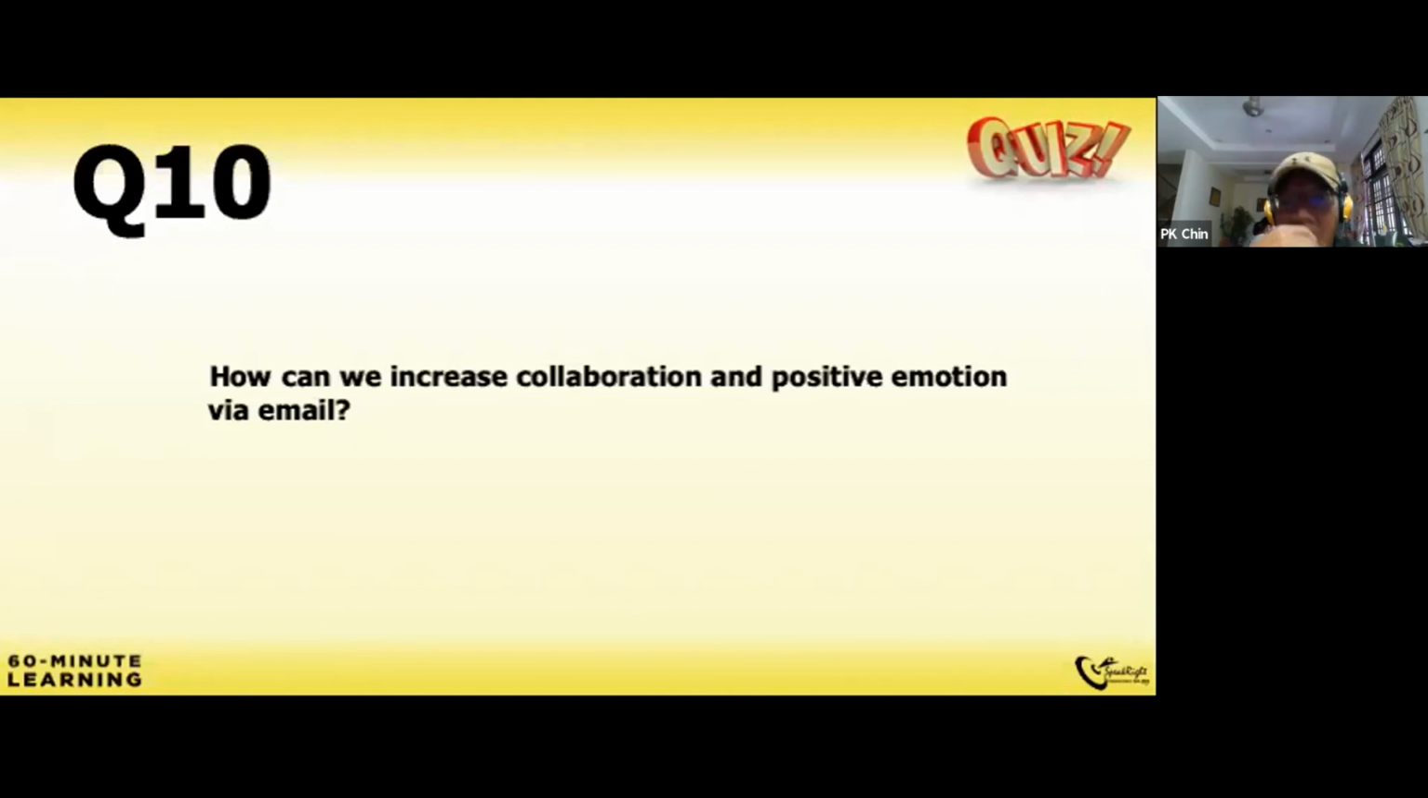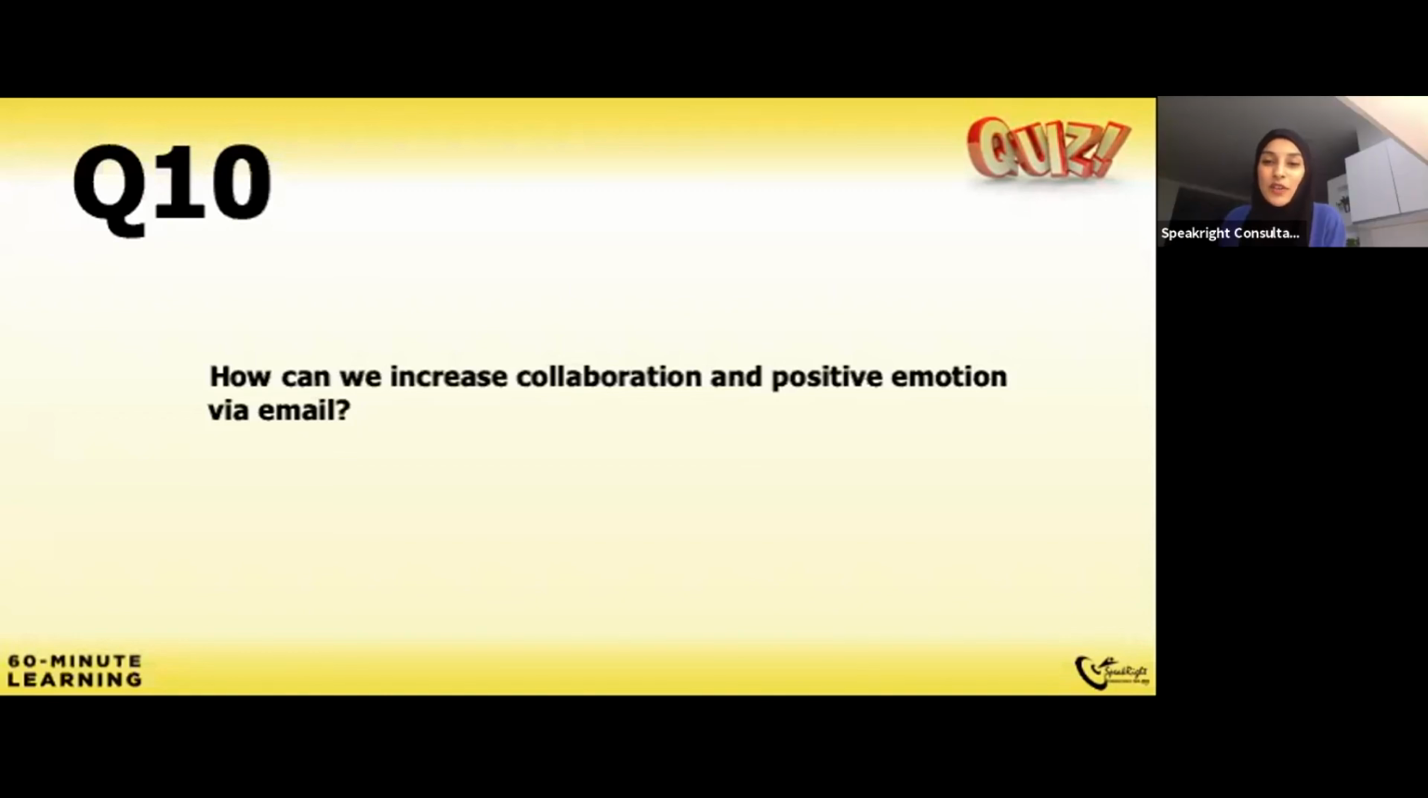Use expressive style according to PK Chin. Let's see what Lin Lin has got to say for this. Use more emojis according to Gurmeet. That increases positive emotion, but not collaboration. Okay, let's see if Lin Lin says repeat keywords. Okay, this time it goes to PK Chin. Right, okay. Good memory, PK Chin.